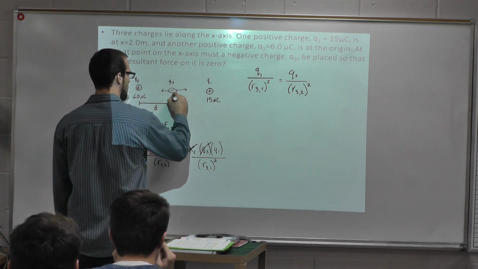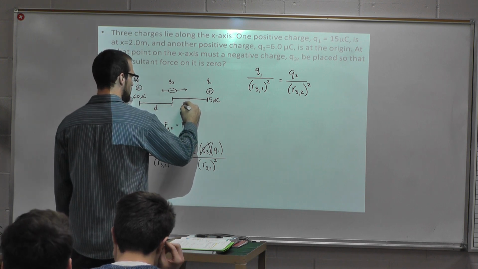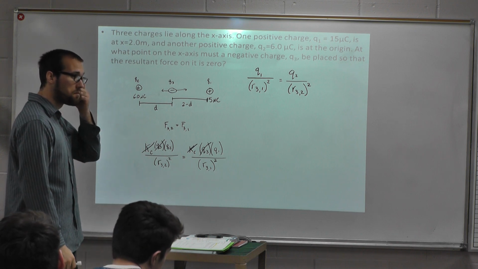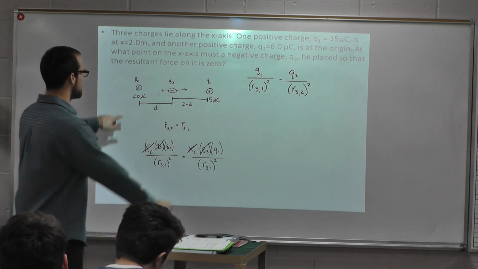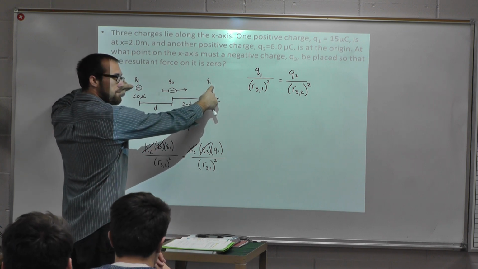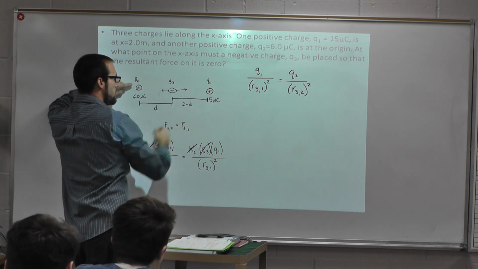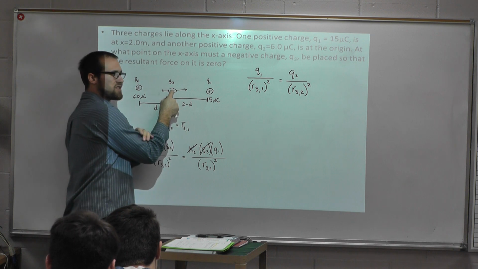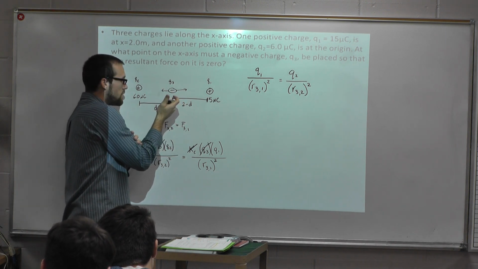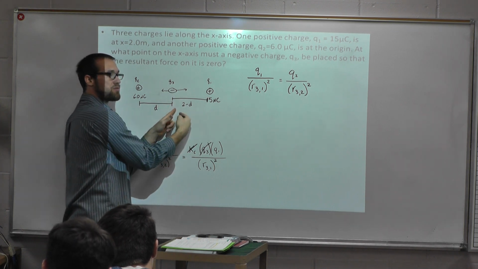Then wouldn't the distance from here to there be 2 minus d? Yes, because this is 2 meters between these guys. Yeah, this is at the origin, this is at 2. So where this is going to be located is variable d, some unknown distance. From here to here would be d. From here to here would be 2 minus whatever that d is.